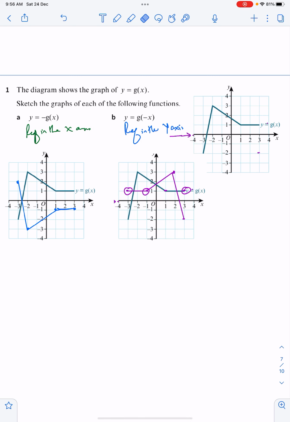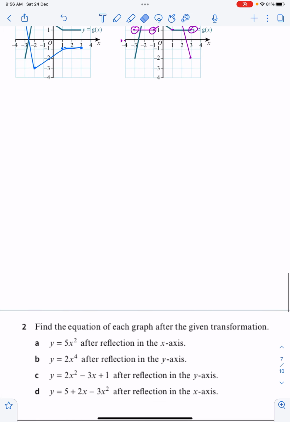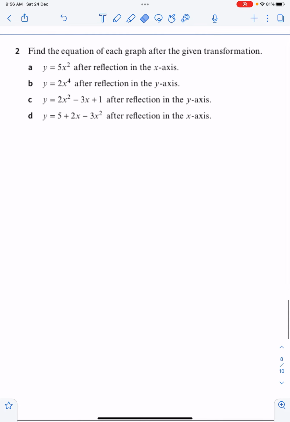And this was the original graph. Moving on to question number 2, find the equation of each graph after the given transformation. y equals 5x squared after reflection in the x-axis. Reflection in the x-axis, you just have to simply change the sign of the term. There's just one term, change the sign. This will be the answer.